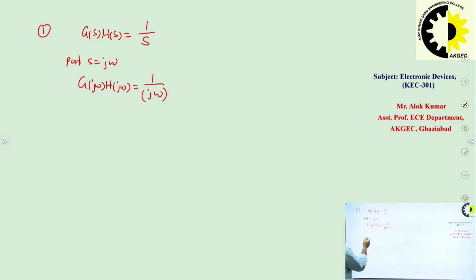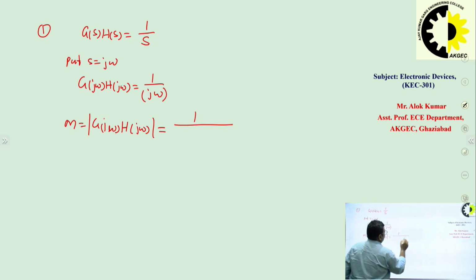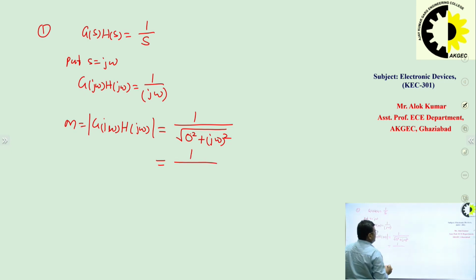Now, second step is find the magnitude. So, magnitude of this g of j omega h of j omega will be 1 upon under root real part, that is 0 square, plus imaginary part, that is omega square. Sorry, imaginary part we will take only omega, not j omega. So, 1 upon omega will be the magnitude.